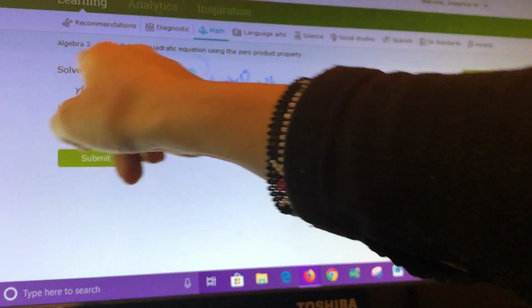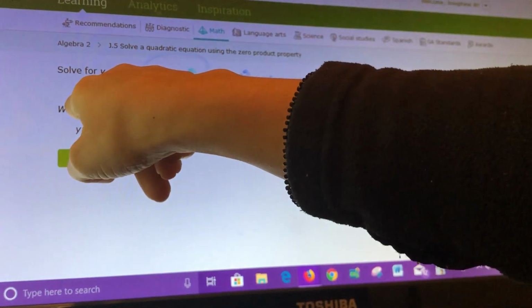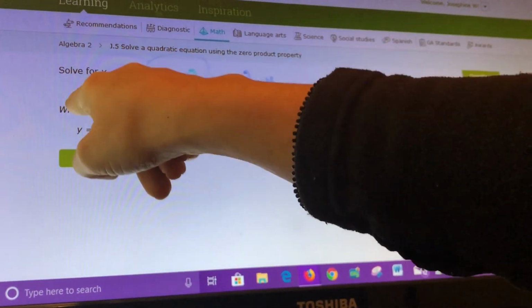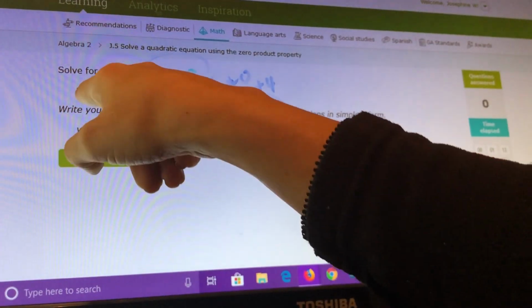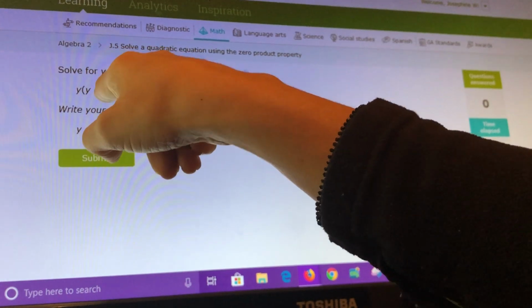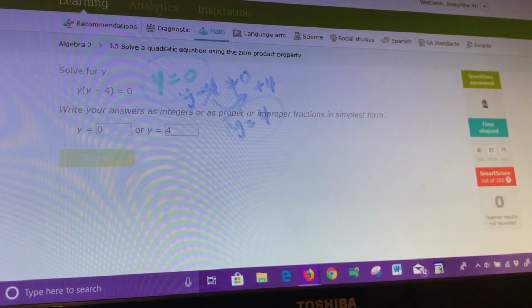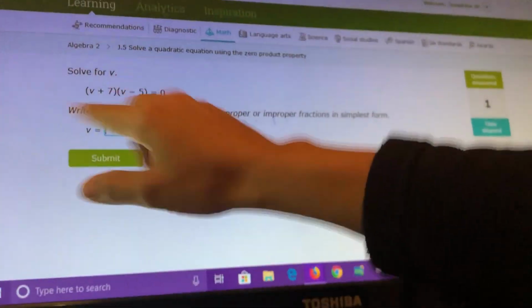Just basically saying that one of them has to be 0 because when you multiply them, it has to give me 0. And you can check it. If y is 0, 0 times 0 minus 4 is negative 4. So 0 times negative 4 is 0. And if y is 4, so you have 4 out here. 4 minus 4 is 0. 4 times 0 is also 0. And that's why that works.